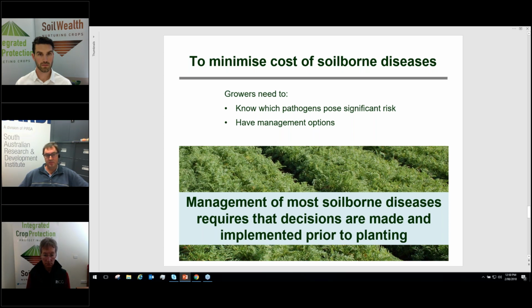Now, the next part is, to capitalise on that, you have to have management options. This is not giving you management options, but it certainly is a tool that you can use to assess how well those management options are working for you, right? So that's an important part of it. The last part of it is that soilborne diseases are quite difficult, and at the end of the day, unless you know what the risk is before you plant and you're already starting to manage that, then you're behind the eight ball.